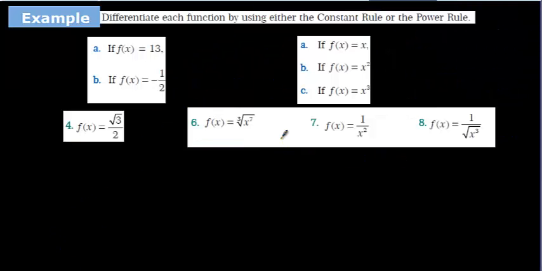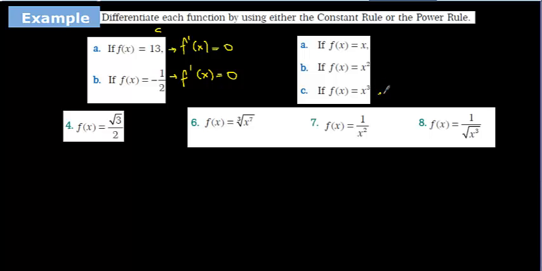Okay, now we have some exercises here, and we are going to find the derivatives. Firstly, here this expression is important, 13 and minus 1 over 2. These are constant terms. These are c, so the f derivative of x is going to be equal to 0. Or here f derivative of x is going to be equal to 0 again. Here we have x squared and x cubed. I'm going to start with x cubed.